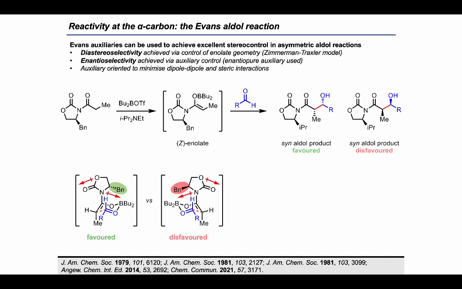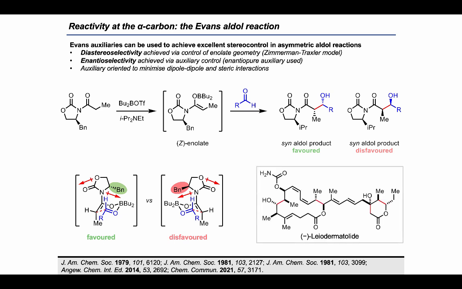By varying the chiral auxiliary along with the conditions used to form either the E or the Z enolate, it's often possible to access all 4 enantiomeric aldol products with high levels of stereo control. This approach has been widely employed in the total synthesis of complex natural products.